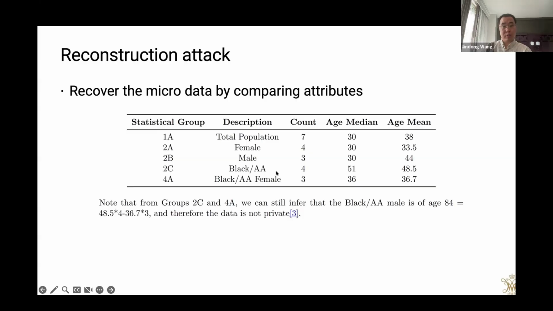Certainly something you can do is compare here and reconstruct according to these groups of information, right? The black AA male could be the subtraction of black AA female from black AA. So you do the math, like 84 equals 48.5 times 4, because we have 4, minus 36.7 times 3, this is the female. So we do the math here and you immediately get the information of the male. So this is some kind of privacy leakage, because we don't offer you any information about the male, but you can actually do that.